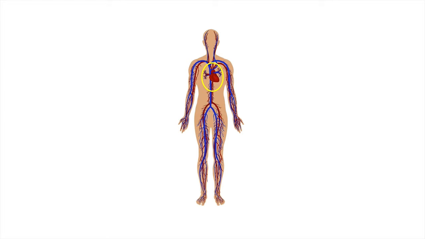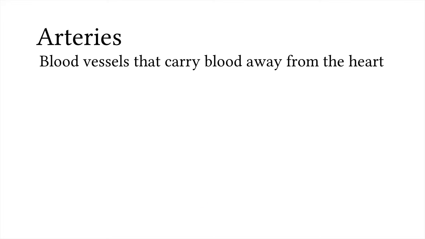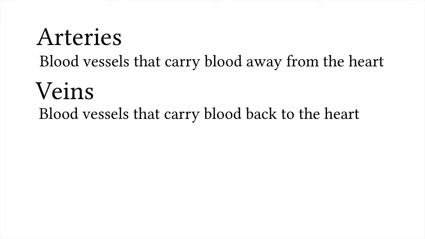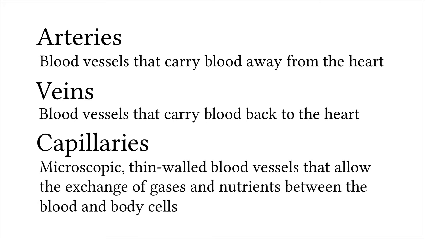Well, there are 3 types of blood vessels in the human body. Arteries are blood vessels that carry blood away from the heart. Veins are blood vessels that carry blood back to the heart. And capillaries are microscopic, thin-walled blood vessels that allow the exchange of gases and nutrients between the body and the blood cells. They are found between the arteries and the veins.